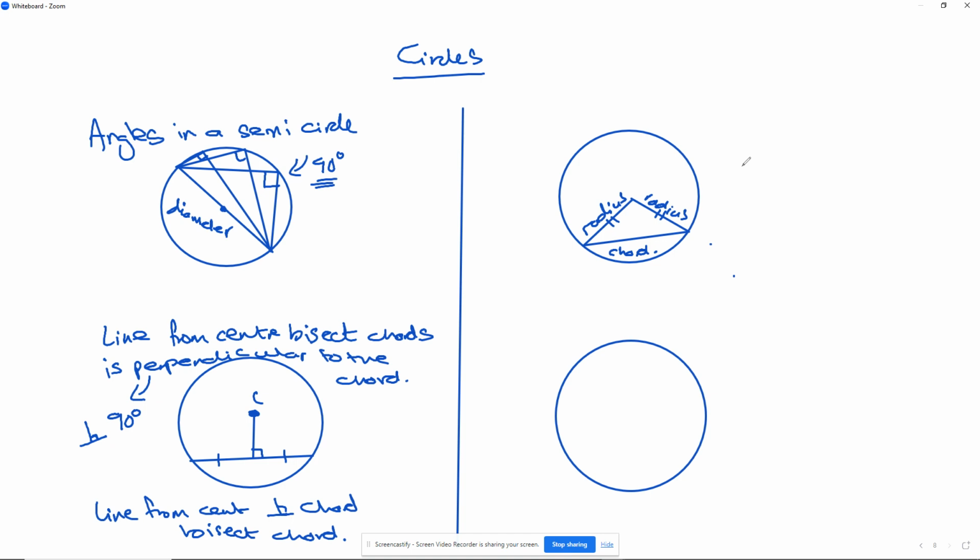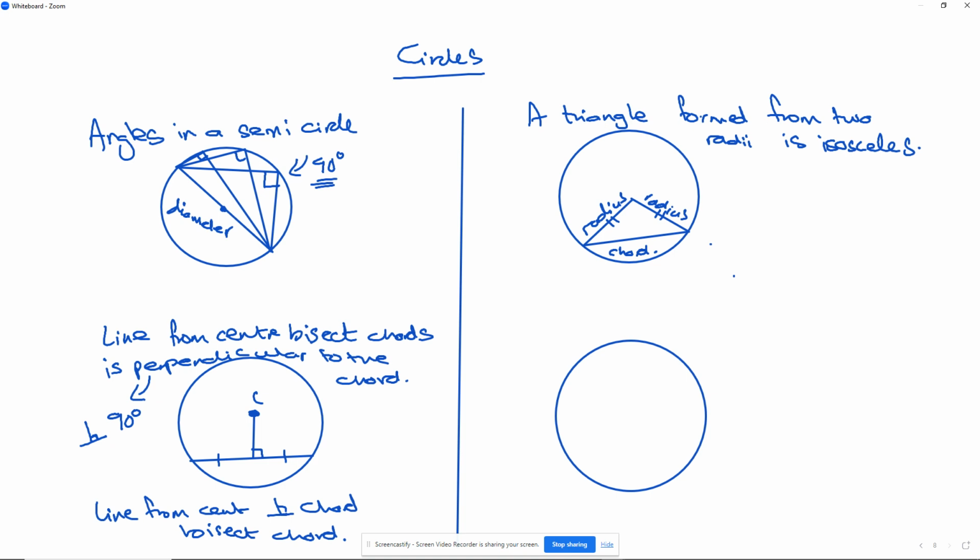So I can see that a triangle formed from two radii is isosceles. We've got angle formed from a diameter as a right angle, or angles in a semicircle from a diameter.